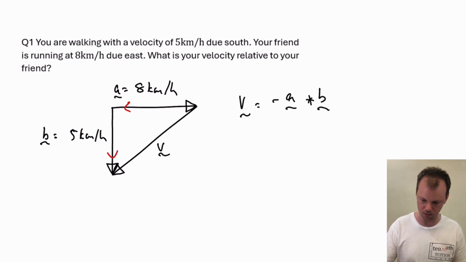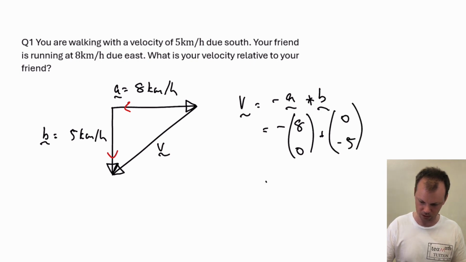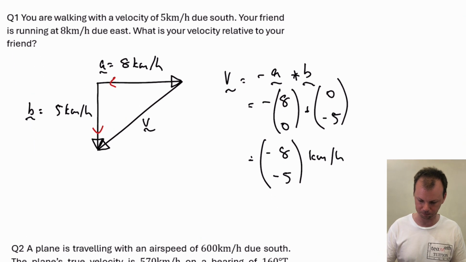It's a plus. So we've got negative A is negative 8, 0, plus B, which is 0, negative 5, which gives us negative 8, negative 5. So that's our velocity relative to our friend, but we want to communicate it in speed and direction. Okay, so I'll go ahead and do that.